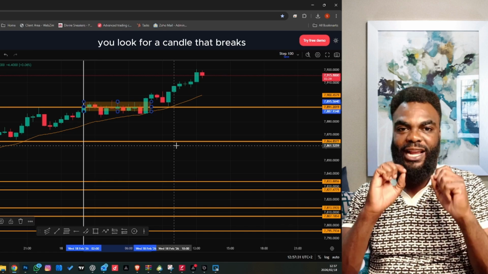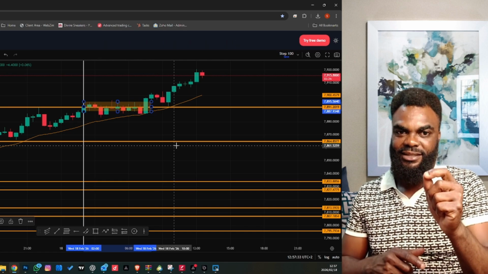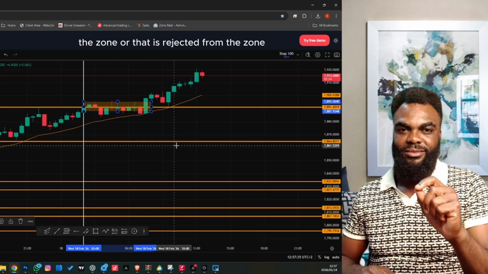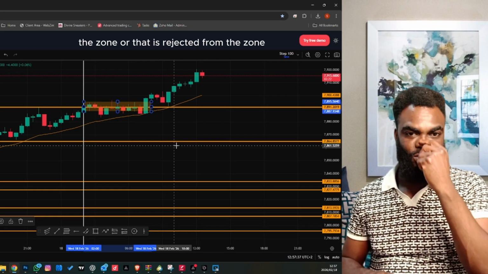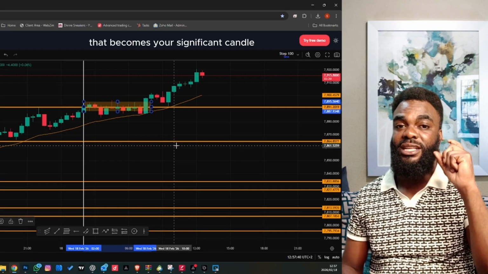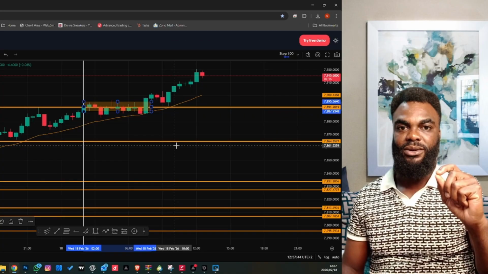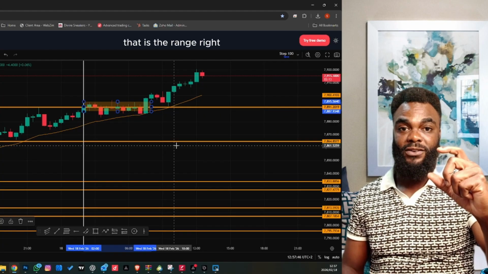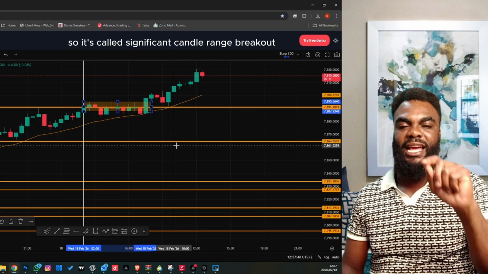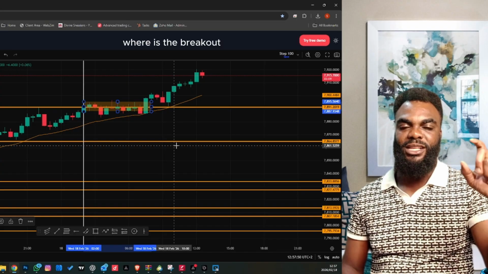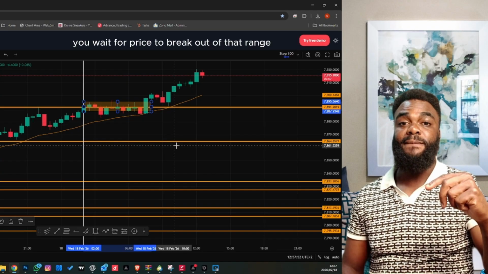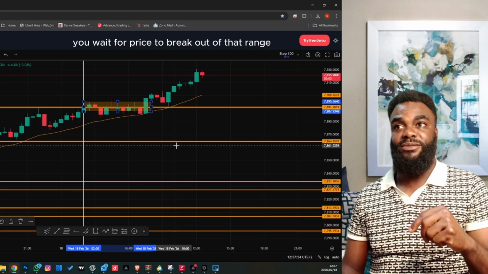You look for a candle that breaks the zone, or that is rejected from the zone. That becomes your significant candle. You want to mark the high and the low of that candle. That is the range, right? So it's called significant candle range breakout. Where is the breakout? You wait for price to break out of that range.